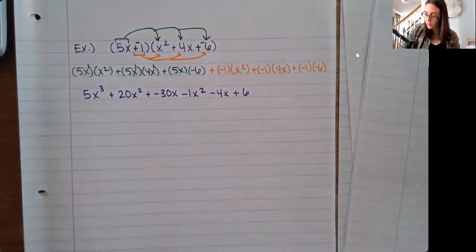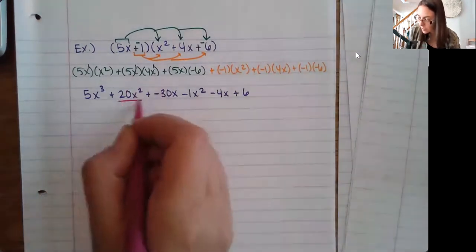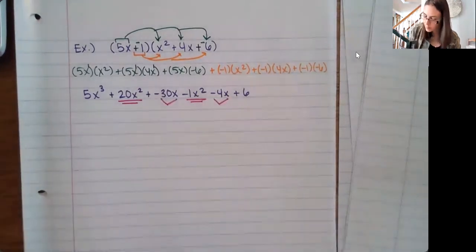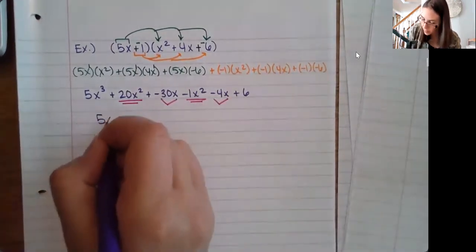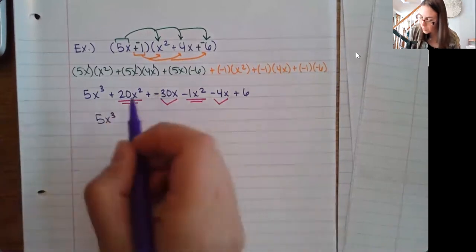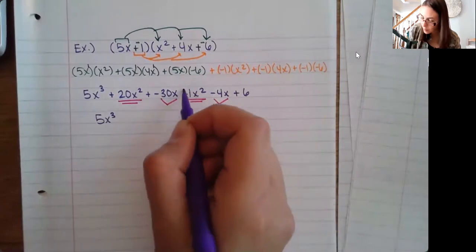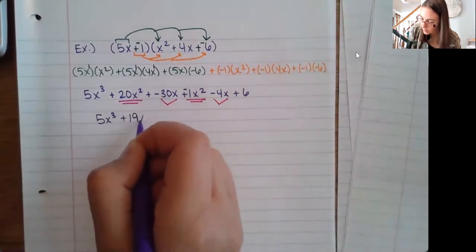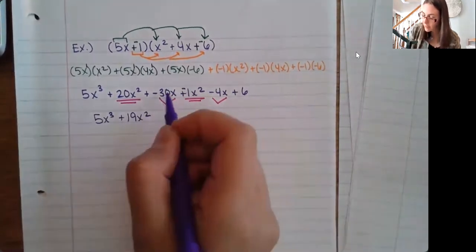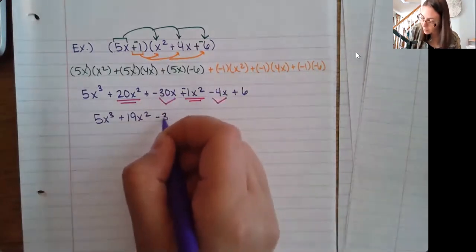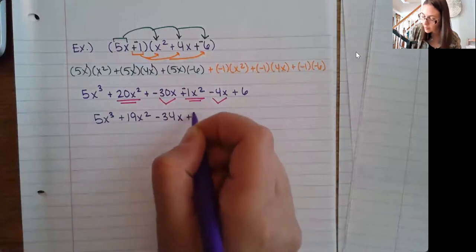And now I do need to go in for some like terms. So I see one set here, and I see another set here. So that 5x cubed comes down, and then I see 20x squared and negative 1x squared. So that's going to be positive 19x squared. I see negative 30x and negative 4x. So adding those together, I have negative 34x and the plus 6.